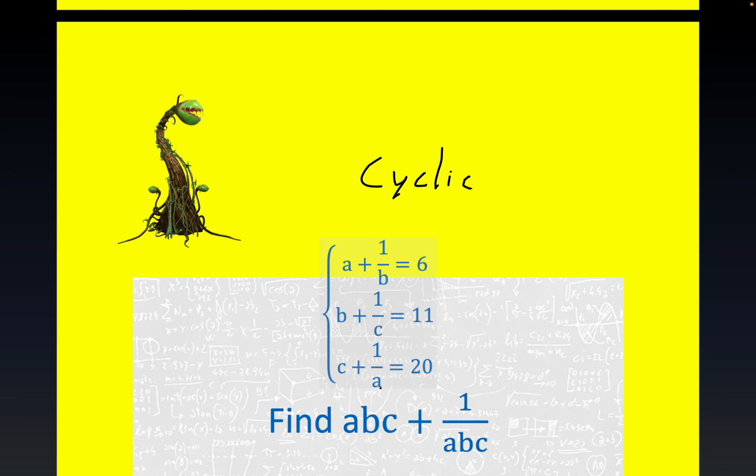Now we're supposed to find the product of the variables A, B, and C. These are real values summed with its reciprocal. Okay. Now, of course, this is a standard class of problems where trying to find A, B, and C directly would be difficult, I think. But there's ways to solve this without knowing what A, B, and C actually are.